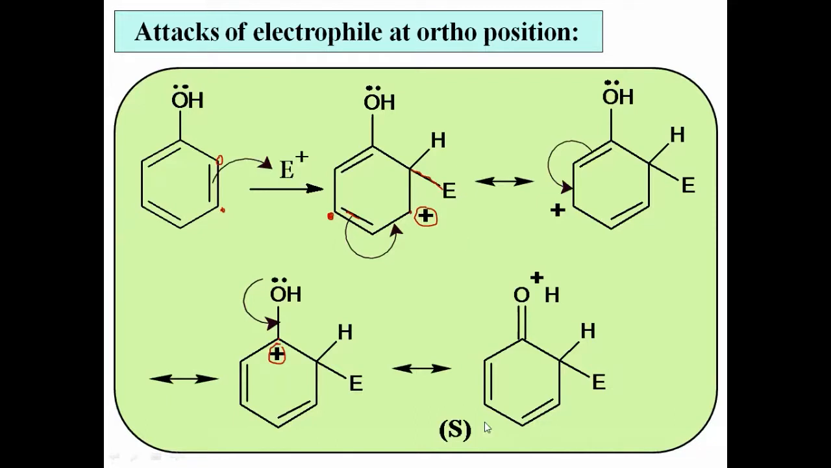But this last structure, हे जे शेवटचं स्ट्रक्चर आहे, याला आपण यस असं म्हटलेलं आहे. That last resonating structure has additional stability, I can say it is an especially stable structure. Why is it especially stable? Because all the carbon atoms and oxygen have a complete octet. Okay, this is the attack of electrophile at ortho position.